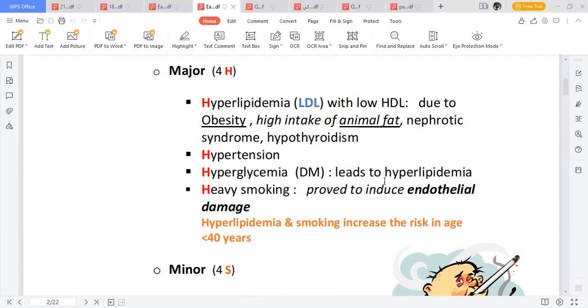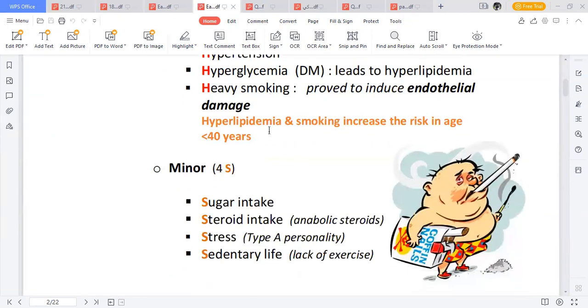So you need to think in those areas. It's a theory that has been proven to be the most significant cause of ischemic heart disease. If people stop smoking... hyperlipidemia and smoking increase the risk in those less than 40. Somebody who has got lipids and is less than 40, like me, and I'm smoking, I'm predisposing myself too much to atherosclerosis. But remember, heavy smoking. So you also have minor ones under the modifiable. These are things that we can control. Sugar intake, if you're taking a lot of sugar.